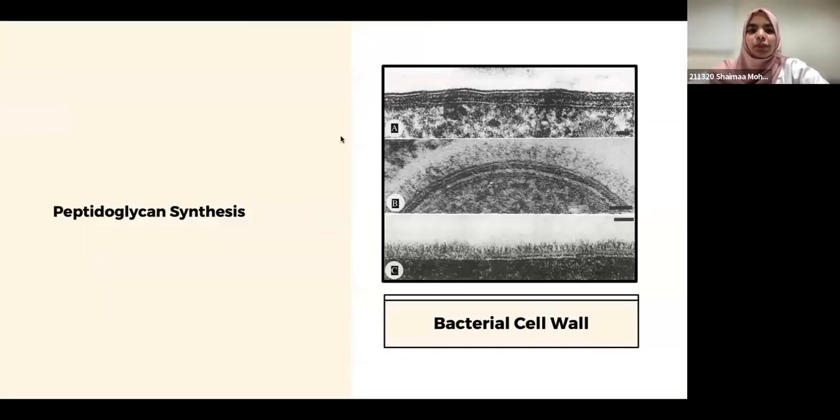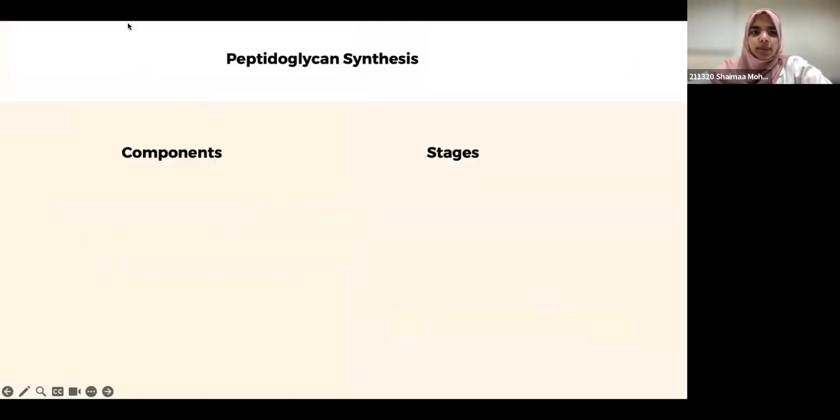Okay. So now, since we talked about the cell wall, we're going to talk about the synthesis of the cell wall. For the cell wall synthesis, we have two things. We're going to look at the components of the cell wall, and then we're going to look at the stages of the synthesis of the cell wall.